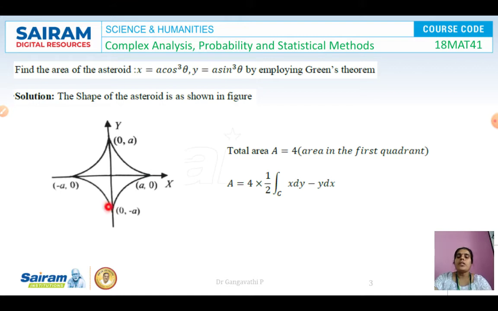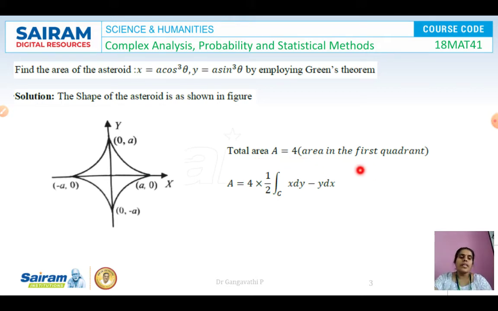When we look at the graph, the curve is symmetric across the coordinate system in the xy plane. So instead of evaluating over all four quadrants, we can consider only the first quadrant, since it is similar to the remaining ones, and multiply that by 4. Let us find the area only in the first quadrant, and multiplying by 4 gives the area of the entire curve. So the total area is equal to 4 times the area in the first quadrant.